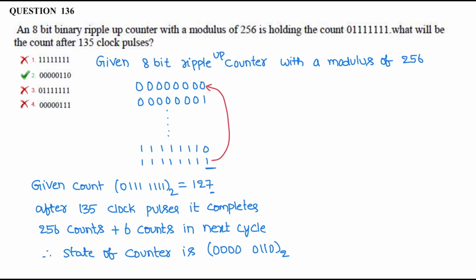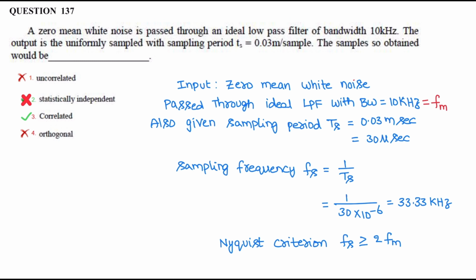Question number 137. A zero mean white noise is passed through an ideal low pass filter of bandwidth 10 kHz. So given the input is zero mean white noise and it is passed through a low pass filter with a bandwidth of 10 kHz. So that means for a low pass filter, bandwidth of 10 kHz means the maximum frequency it is allowing is 10 kHz. Also given the sampling time period is 0.03 millisecond per sample, that is 30 microseconds.